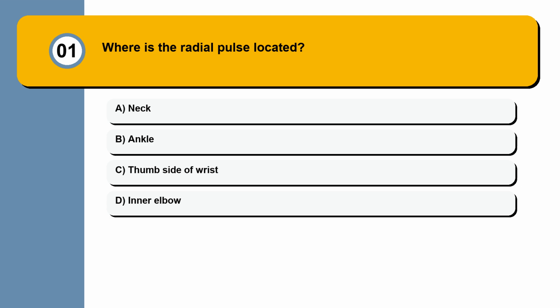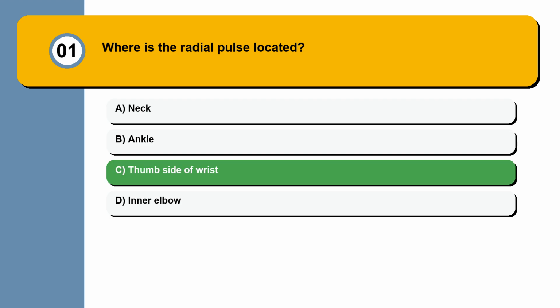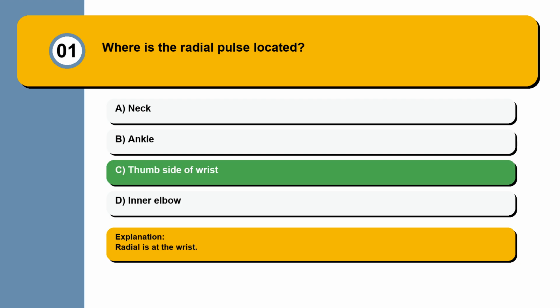Question 1. Where is the radial pulse located? Neck. Ankle. Thumb side of wrist. Inner elbow. Radial is at the wrist.